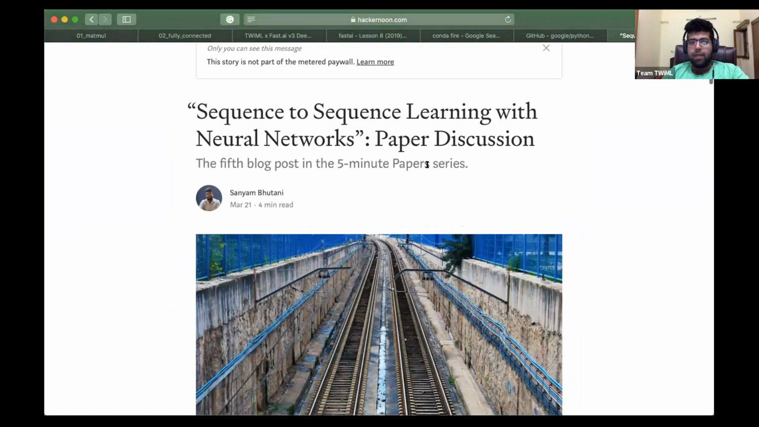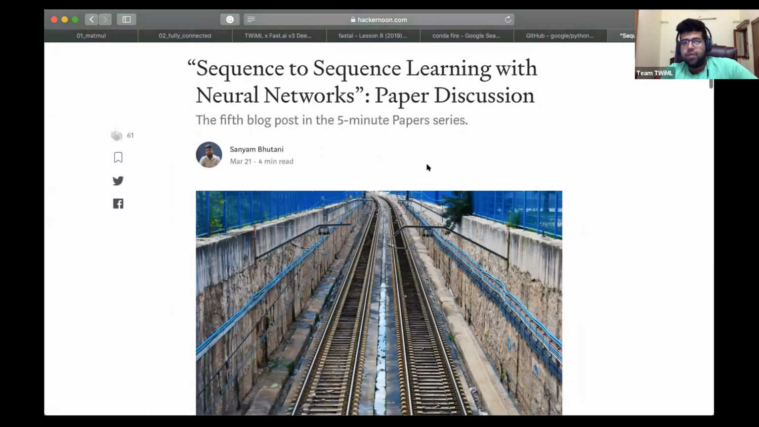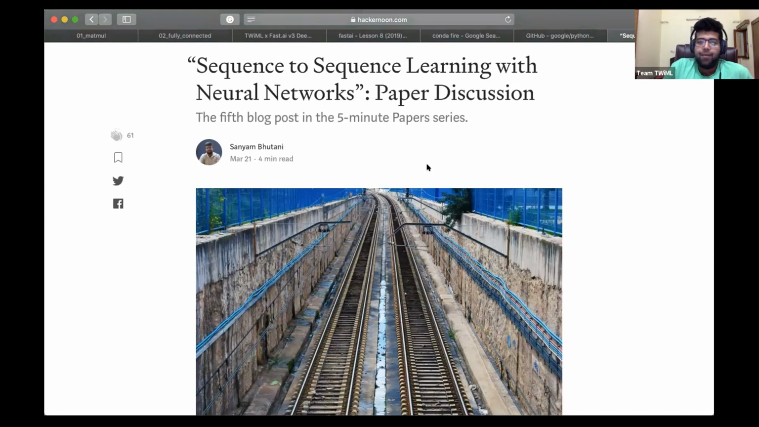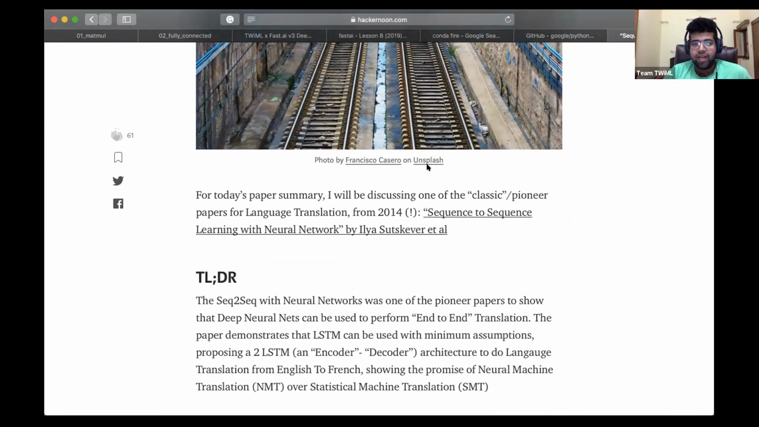The paper is this classic paper called Sequence to Sequence Learning with Neural Networks. I've been doing this 5-minute paper series. This was one of the classic papers in the sense that it really showcased to the world that neural networks can be used for language translation. This is from 2014, so many of the statements, like that deep learning has only shown promise in some areas, might seem funny in 2019. But this was one of the pioneer papers, and for the discussions that I have planned next week, I'll be building up on machine translation.